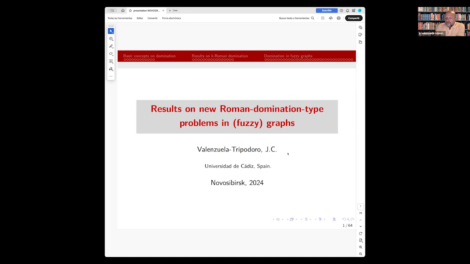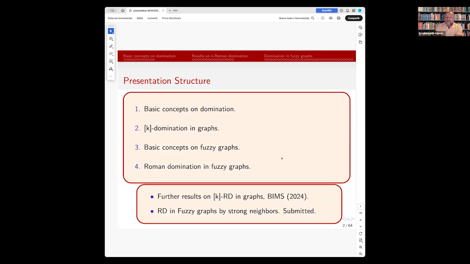My name is Juan Carlos Valenzuela Tripodoro, and the work I would like to tell you about today is related to some new variations of the Roman domination problem in classical graphs, and we also introduced this concept in fuzzy graphs. I have divided this presentation in two main parts. The first is devoted to the k-Roman domination, and the last part to introducing this concept in fuzzy graphs.